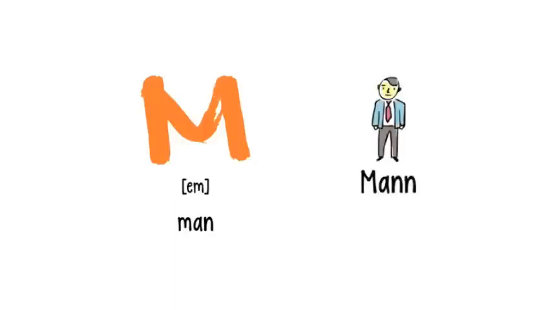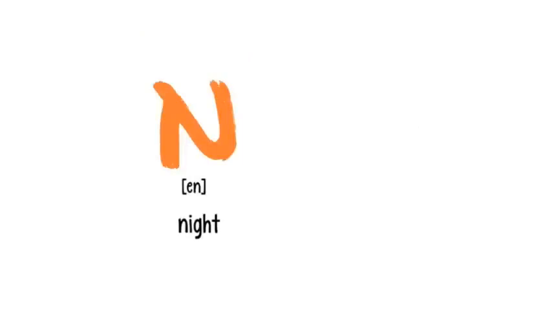M is pronounced like the M in the word man, and the translation for man in German is Mann. N is pronounced like the N in the word night, and the translation for night in German is Nacht.